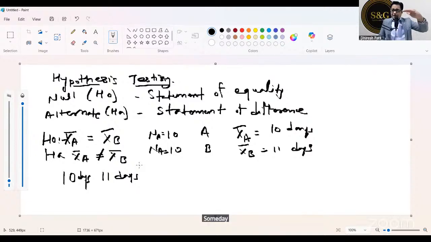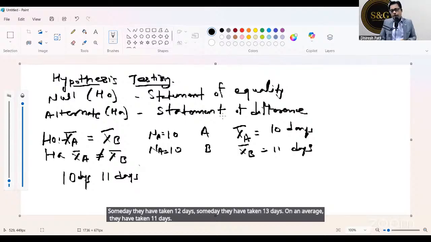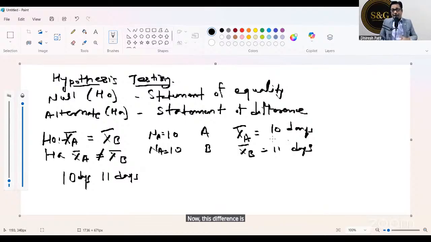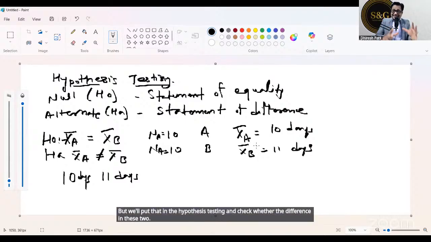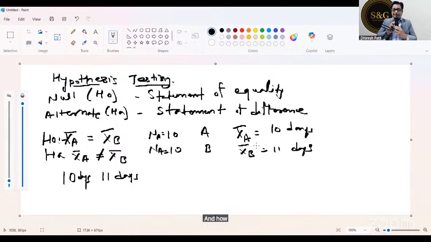Some day they have taken 12 days, some day they have taken 13 days. On an average, they have taken 11 days. Now this difference is there. Mathematically, there is 1 day difference in the data. But we'll put that in the hypothesis testing and check whether this 1 day difference is a statistically significant difference or not? And how do we do that? Let's figure out with a practical example.